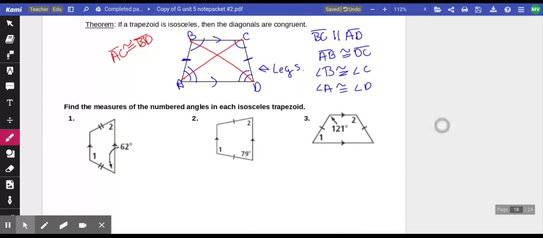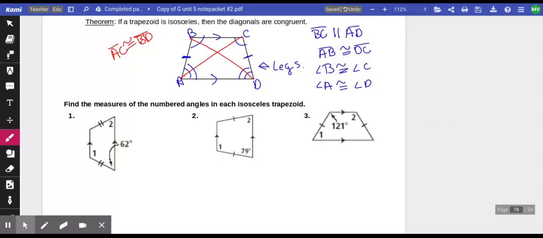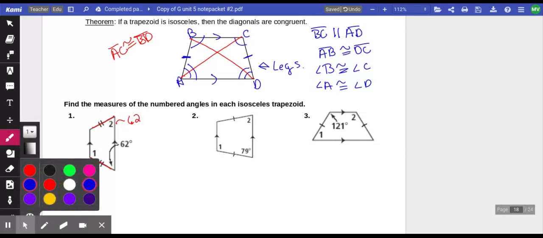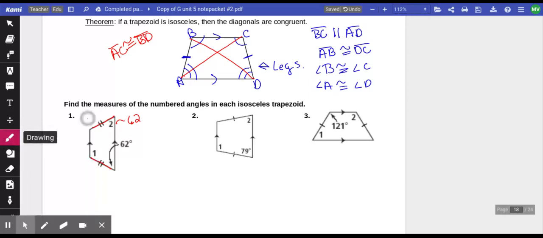So to find the measures of the numbered angles, since this is an isosceles trapezoid, because this line is congruent to this side, angle 2 is also 62. Now to find angle 1, we've got to remember that two sides are parallel. So these blue lines are parallel.